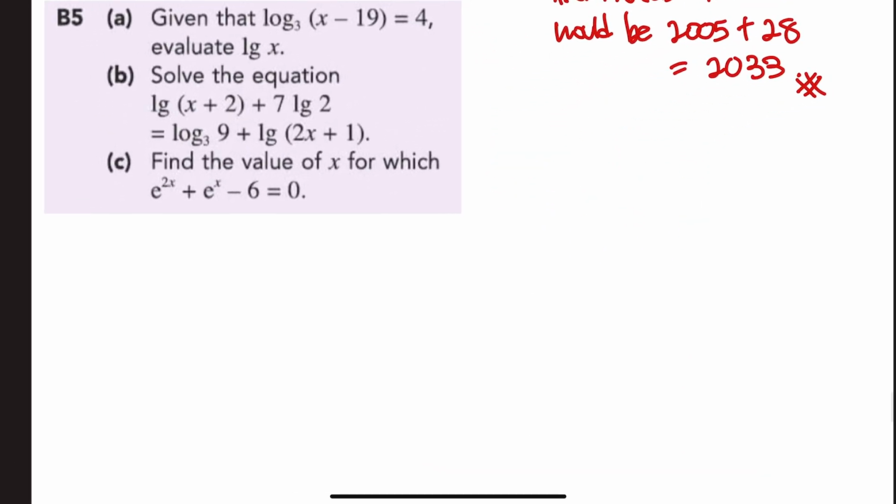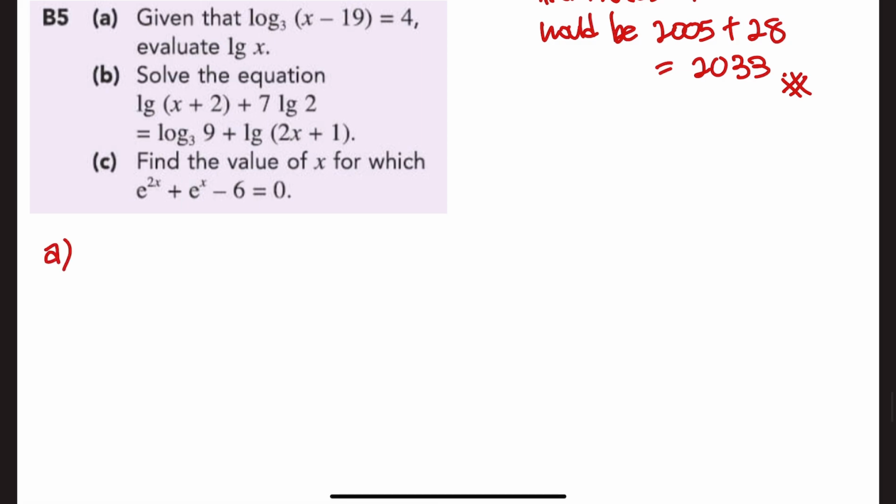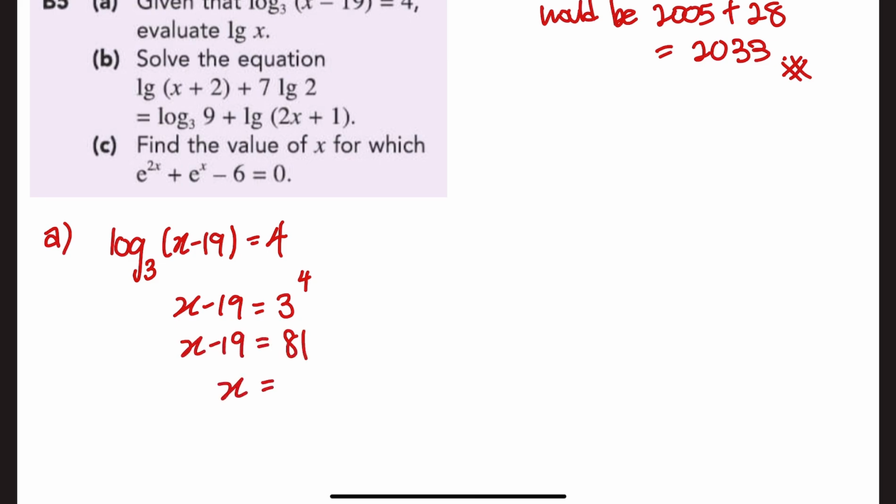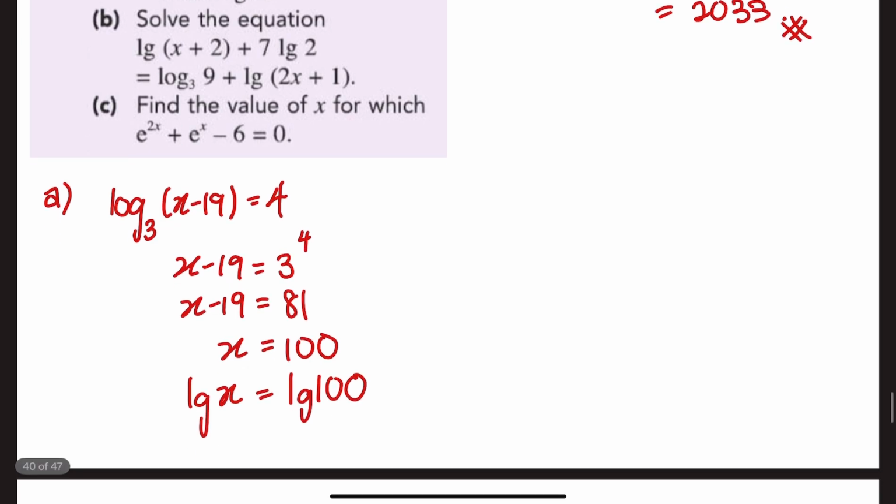Let's look at part A first. Given this log equation here, log base 3 of (x minus 19) equals 4. Evaluate lg x, where lg means log base 10. So over here, how do I find this? Very simply, I turn this to exponential form first. x minus 19 is equal to 3 to the power 4. This means that x minus 19 is equal to 81. x is equal to 100. So therefore, lg x will simply equal log 100, and this answer is simply 2. And this is for part A.